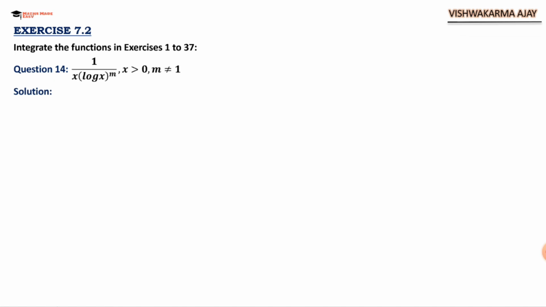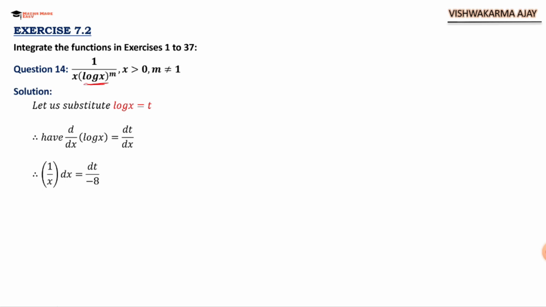Question number 14. 1 upon x (log x) to the power m, where x is greater than 0 as well as m is not equal to 1. I am substituting log x as t. Since the derivative of log x is 1 upon x, my 1 upon x and dx will be used for dt. Integral of 1 upon x (log x)^m dx can be written as integral of dt upon t raised to m. Further, this t will go in the numerator, t to the power minus m.